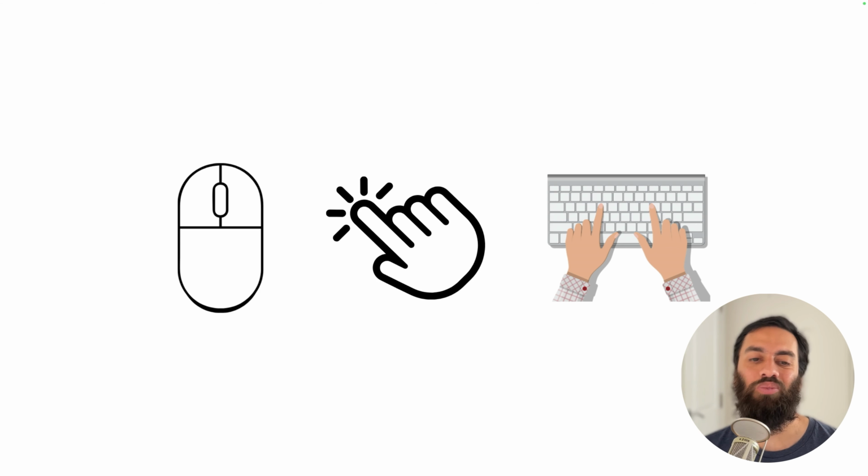And what is an interaction? Well, that could be a mouse click. That could be a tap, with a stylus or with a finger on a touchscreen device. And that could be a key press on a keyboard device.